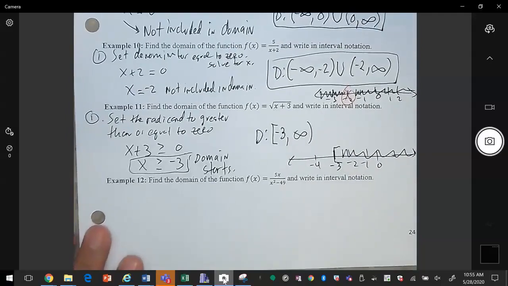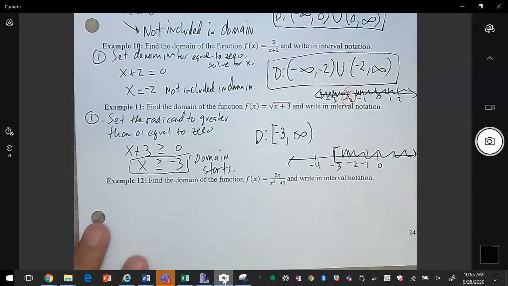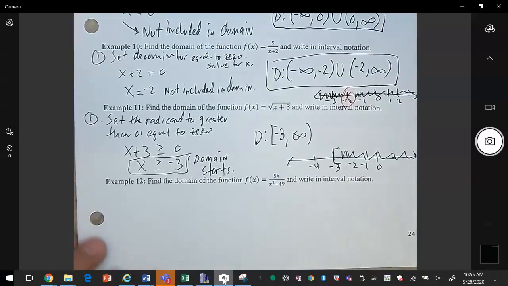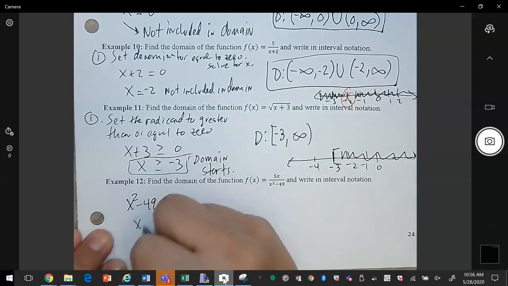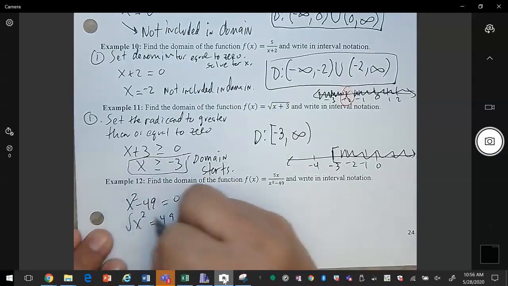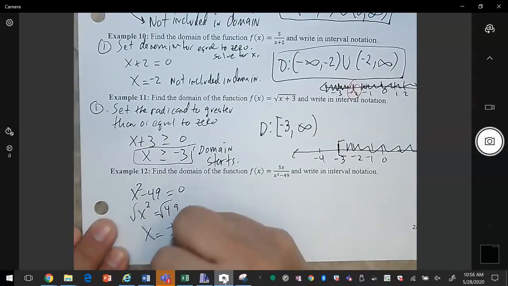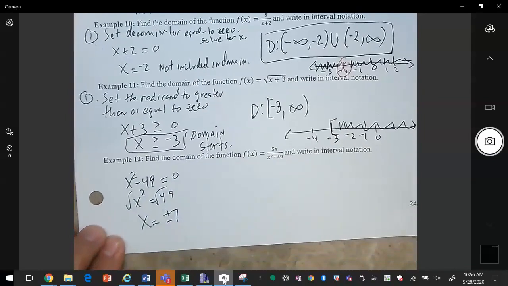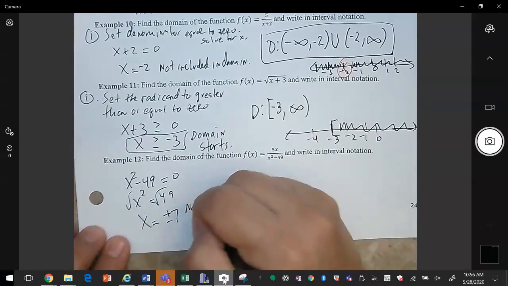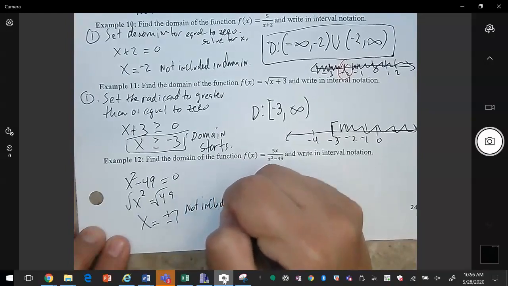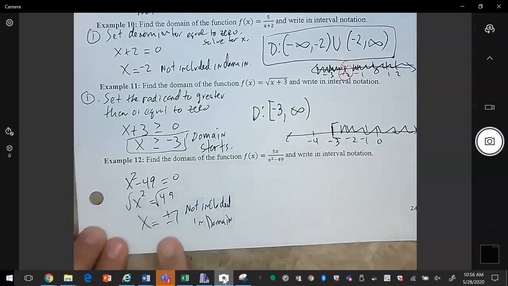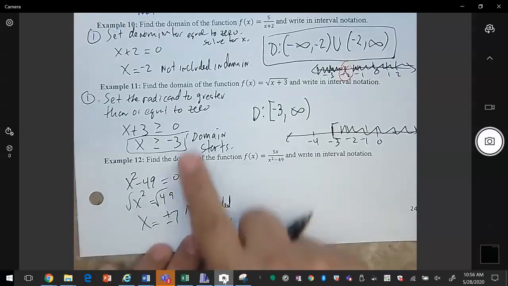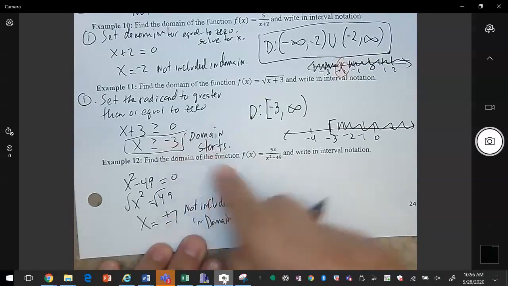And then the last one, find the domain. So do we have a fraction? Yes. So we set the denominator equal to 0. Solve for x. So we say that 7 and negative 7 is not included in domain. So fractions, the answer you get is not included. Square roots, the answer you get is where you begin.